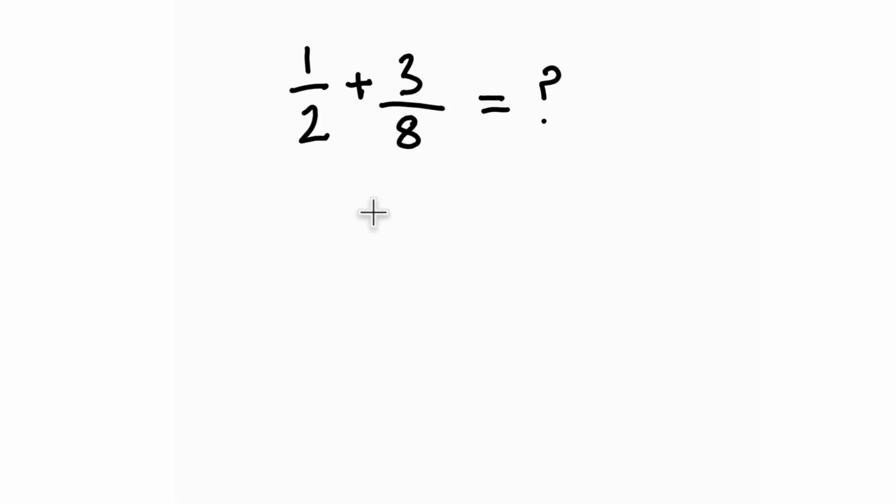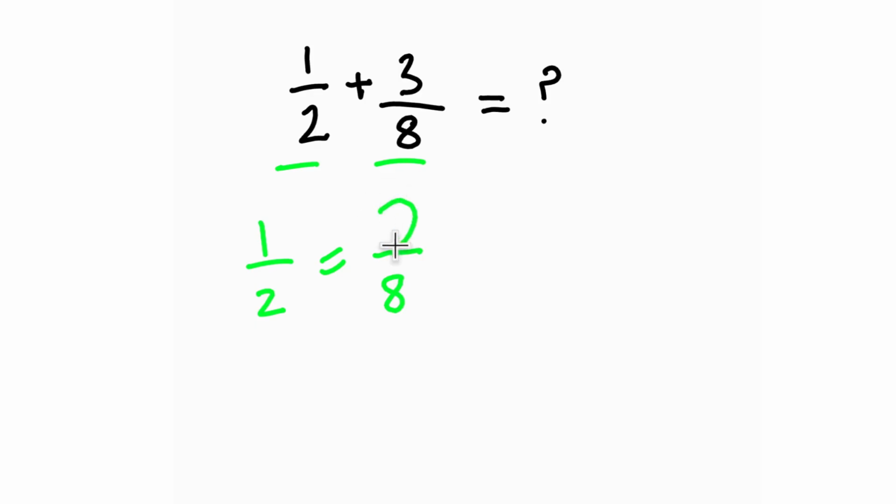Now that we know what unlike denominators are, how do we add two fractions with unlike denominators? Let's take a look at this example, 1/2 plus 3/8. As you can see, the bottom number in both these fractions are different, so they have unlike denominators. But how do we add them? Well, to add them, we have to find a like denominator first. So let's take 1/2. How do we make it with a denominator of 8?